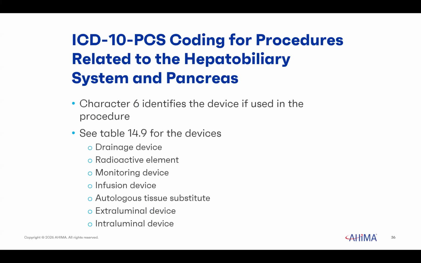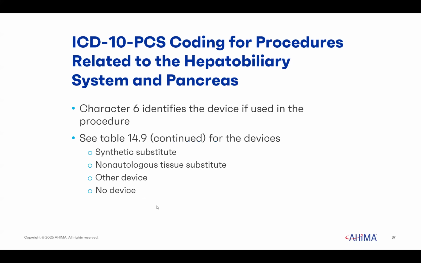The sixth character identifies the device, and the device could be any of these that we see, and you also see them summarized in table 14.9. So this could be drainage, radioactive element, monitoring, infusion, and so on. As with any GI procedures, only devices that remain in place after the procedure are coded, right? And again, if you don't have anything from table 14.9, right, none of these apply, then you have the no device option that you would select for the sixth character.